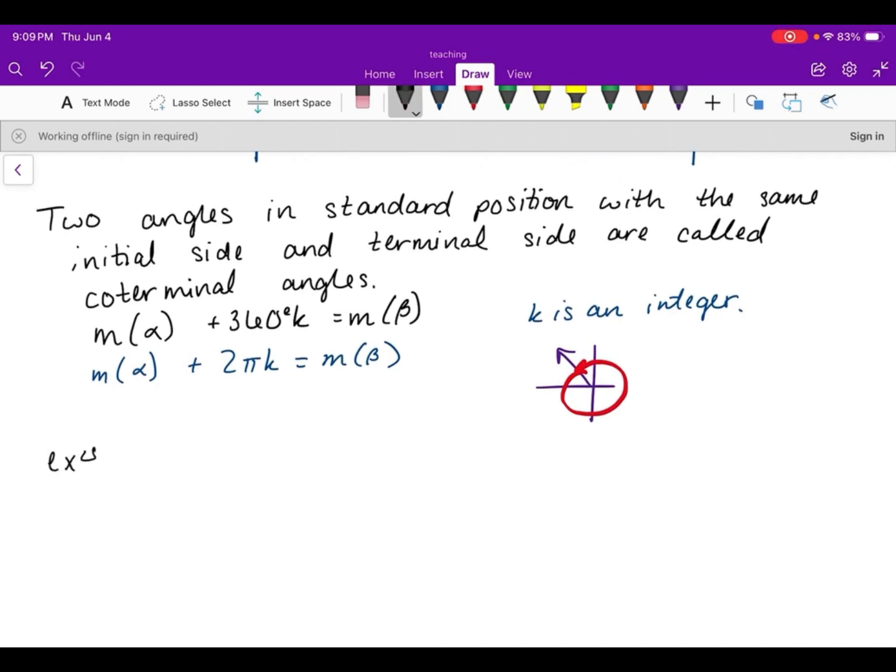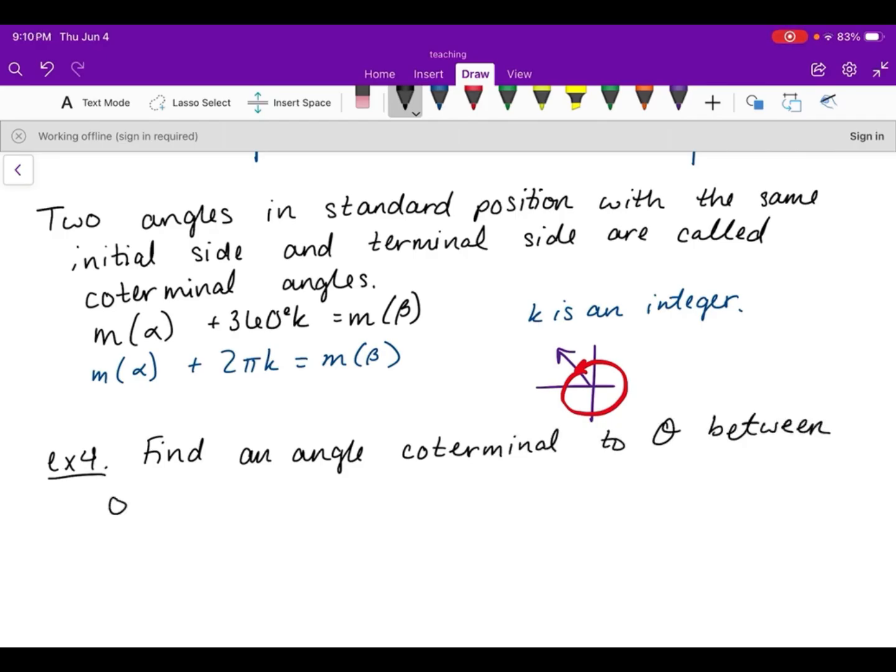So let me give us an example. Example 4: find an angle coterminal to theta between 0 degrees and 360 degrees.